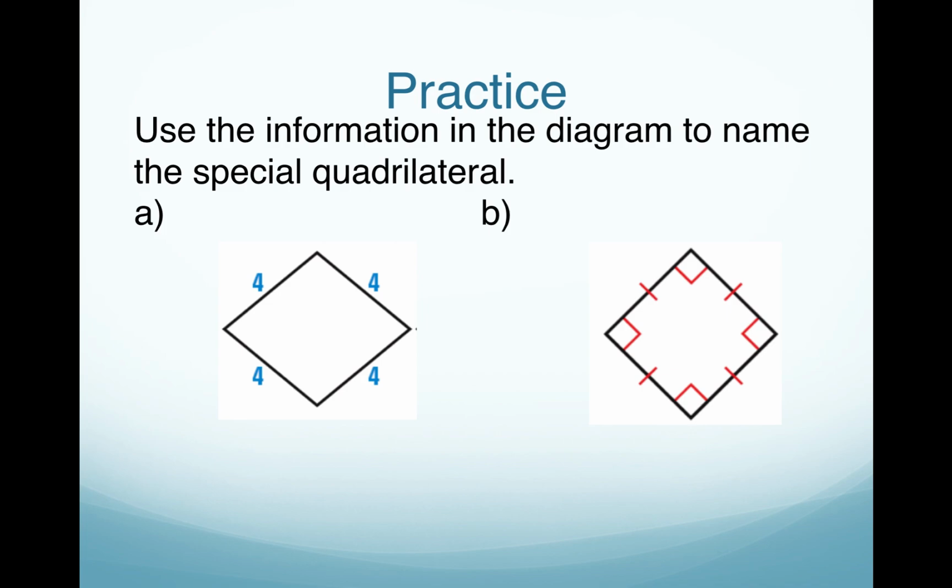Okay, let's go over this problem. The first thing with A that stands out to me is that each of the sides are labeled 4. Well, that means that they're all congruent. They all have the same measurement. So we know that this shape has 4 congruent sides. Do we know anything about the angles? No, we don't. The angles aren't labeled on this diagram. So, what quadrilateral has 4 congruent sides? That would be a rhombus.